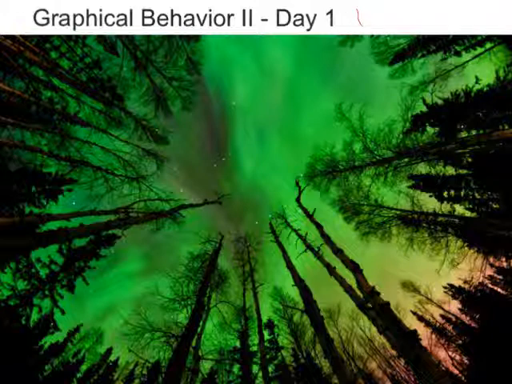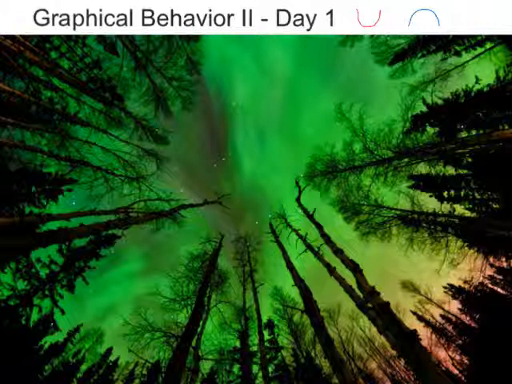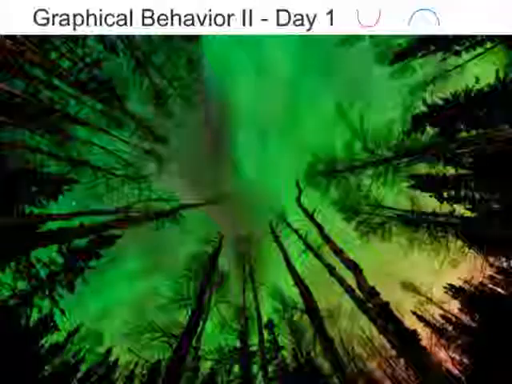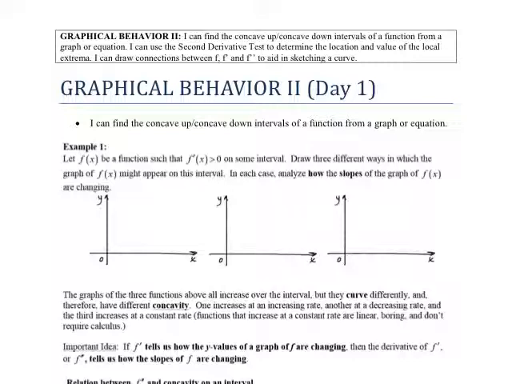As a reminder, concave up is a function that kind of creates a cup, and concave down is a function that kind of creates a frown. So let's get to it. Our primary objective today is to figure out how to find our concave up and concave down intervals. At the end of this lesson we should be able to do that given a function.